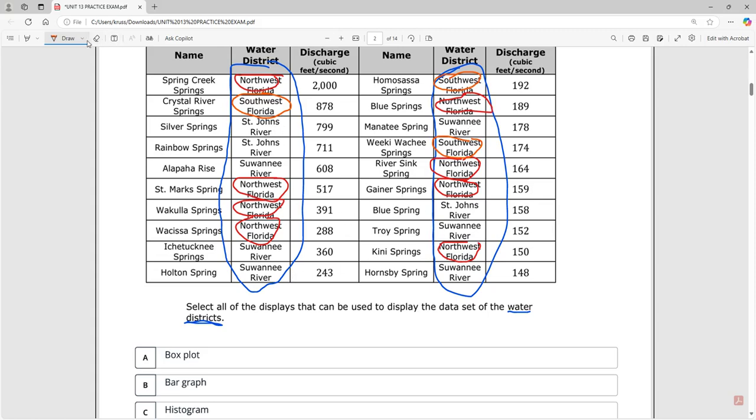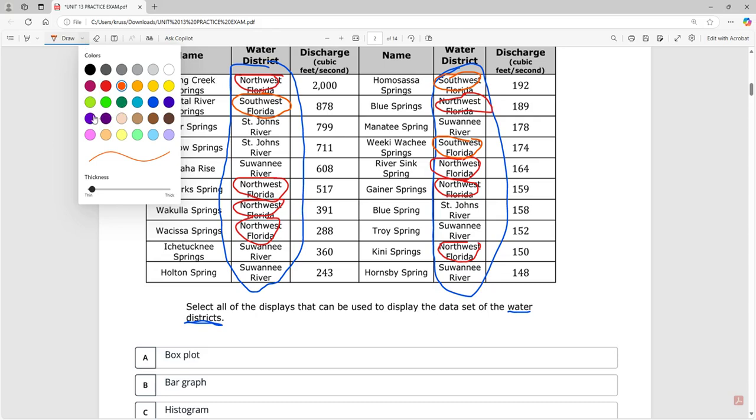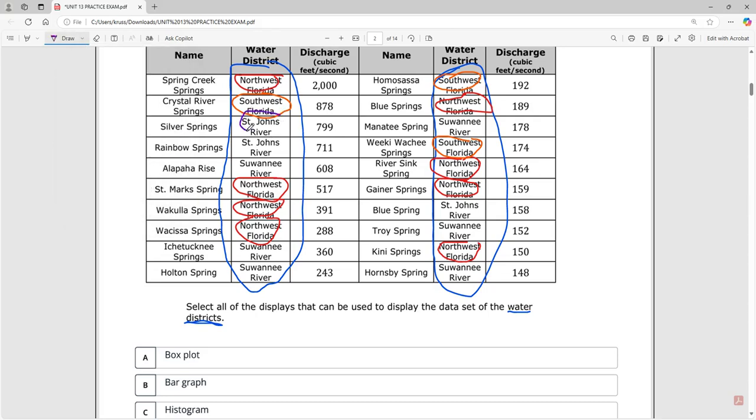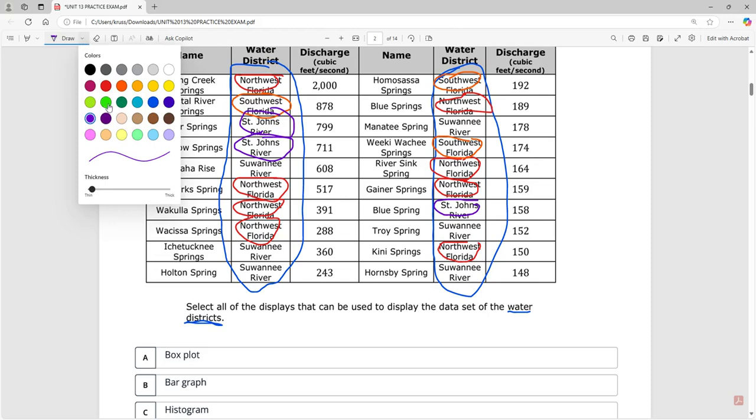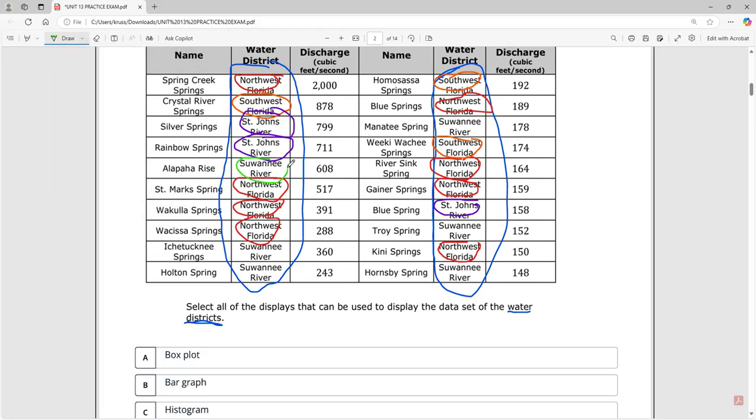Okay, now let's look at the St. Johns River. Let's do purple for St. Johns River, right there and there, and there, and it looks like it's all that. Then we have the Swanee River. We'll make that green. The Swanee River: 2, 3, 4, 5, 6.